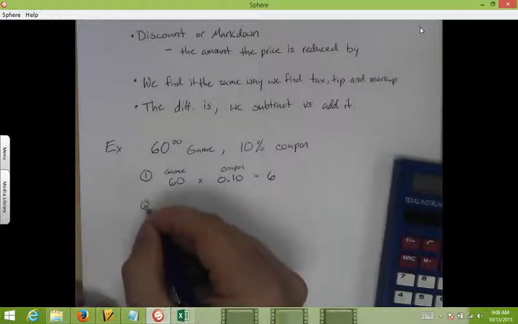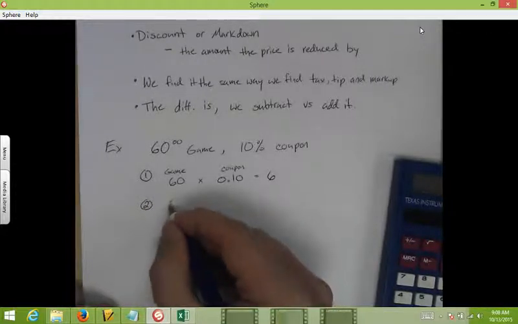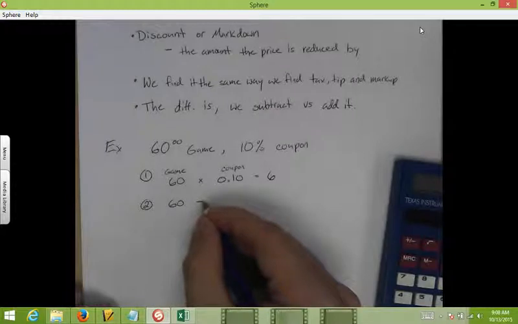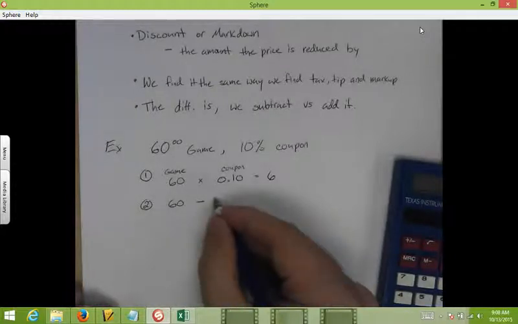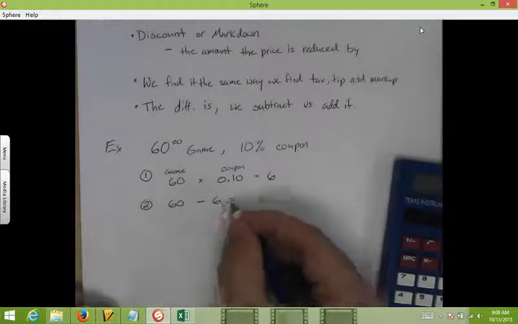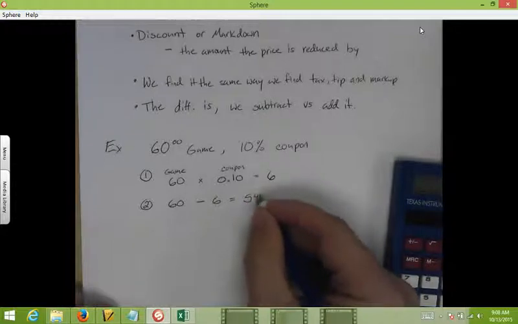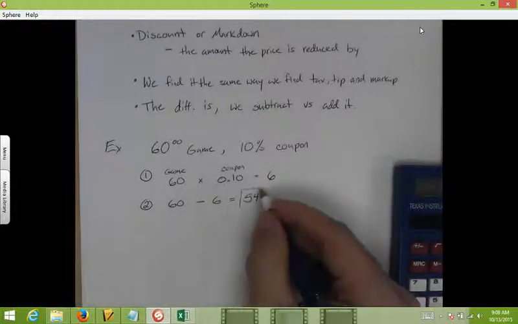So step 2, to get the final price, you're going to take the cost of the game, and this time we're going to subtract: 60 minus 6. That means this game is going to cost us $54.